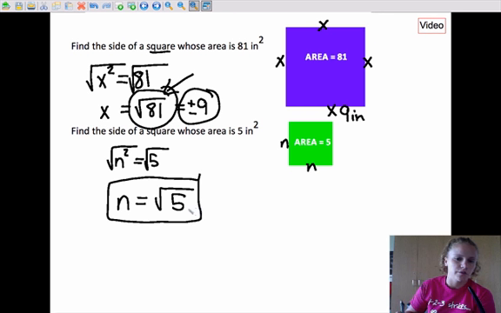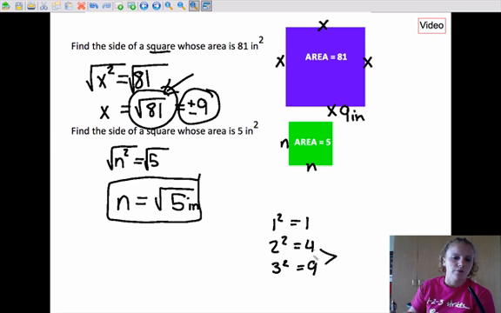Okay, the square root of 5 inches. We can go ahead and label that as we would. We know it's going to be a positive or negative number somewhere between what two numbers do you think? Well, we know that 1 squared, 1 times 1 equals 1. 2 squared, 2 times 2 equals 4. And 3 squared, 3 times 3 equals 9. So we know 5 is in between 4 and 9, so our answer is going to be in between 2 and 3, probably closer to 2 because 5 is closer to 4.